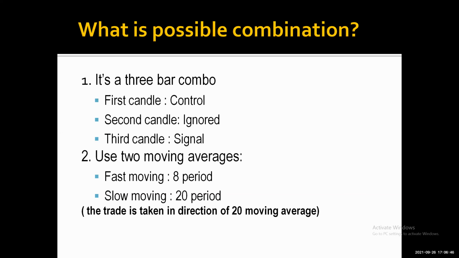As per the original indicator, which is available on the TradingView free platform, it has 2 moving averages. One is an 8 and the second is a 20 period moving average. The trade is taken in the direction of the 20 moving average, not in the direction of the 8. So 20 is our base, and the direction of the trade is determined only by the 20 period moving average.